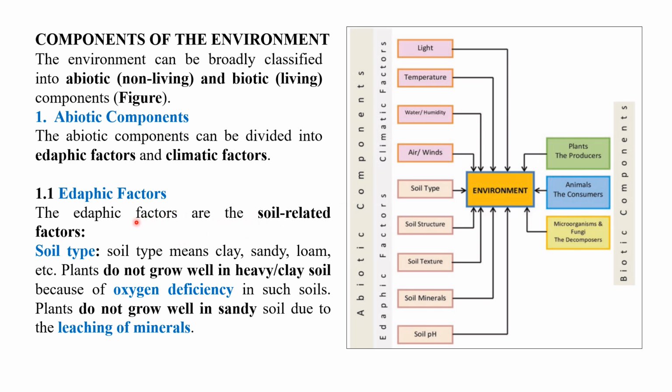In case of edaphic factors, the first one is the soil type. Soil type means clay, sandy or loam. Plants do not grow well in clay soil because of oxygen deficiency. In case of a clay soil, normally what happens? The voids are very, very small, right? So definitely there will be a lack of oxygen. And in case of sandy soil, the void space will be bigger. In that case, there will be a chance of leaching of minerals.